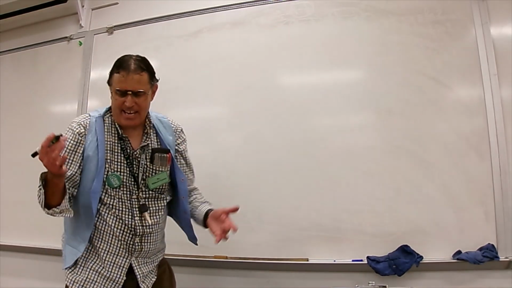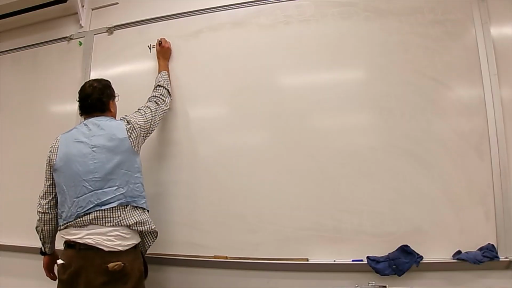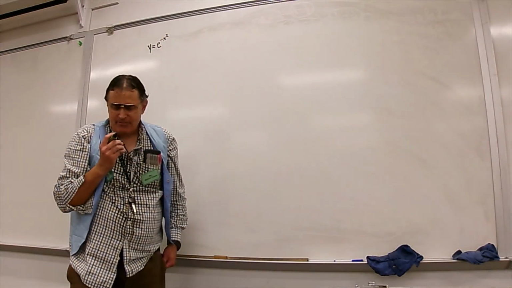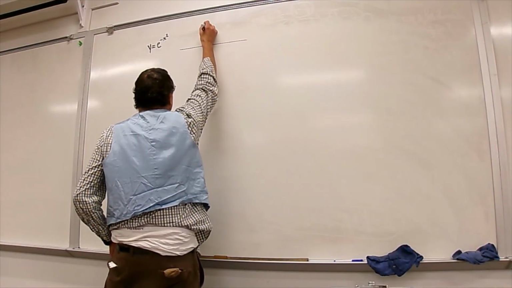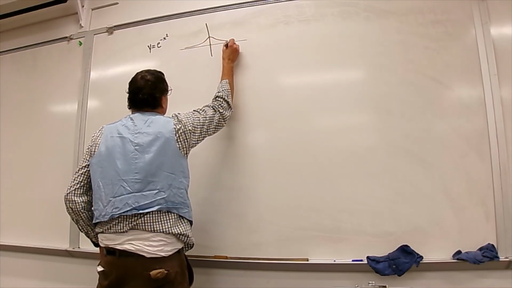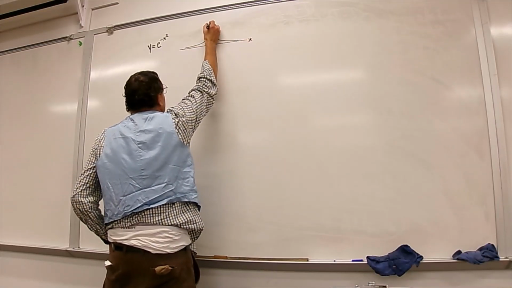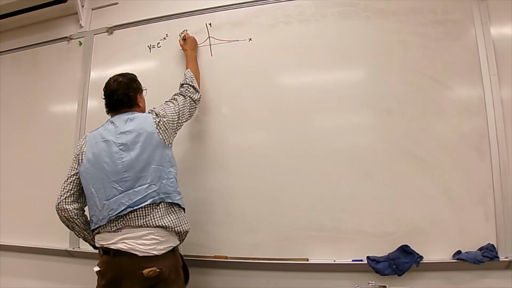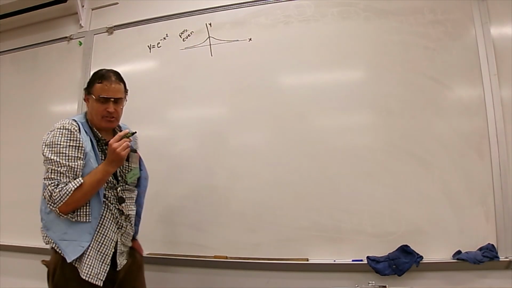I want you to consider today this function, y equals e to the negative x squared. Now that function looks like this. So this is the function. It's positive. It's also even. Even means it has y-axis symmetry.